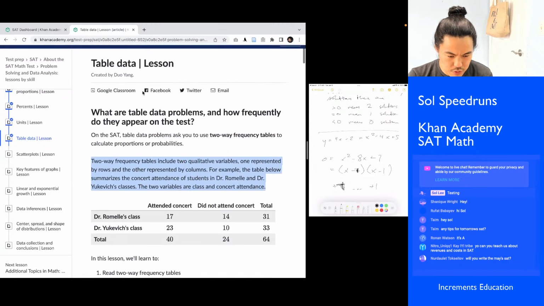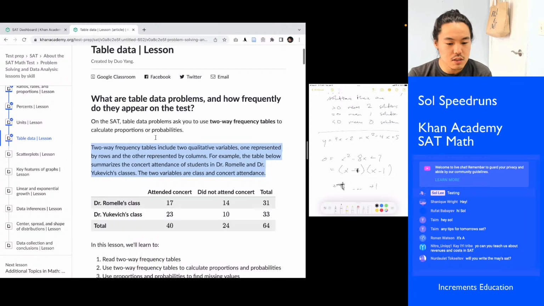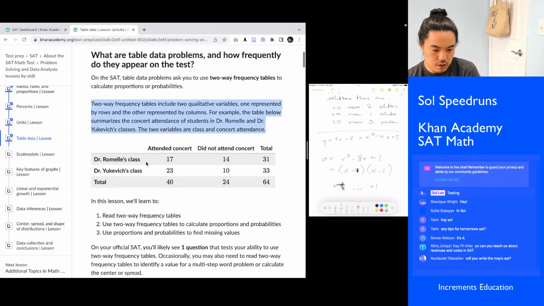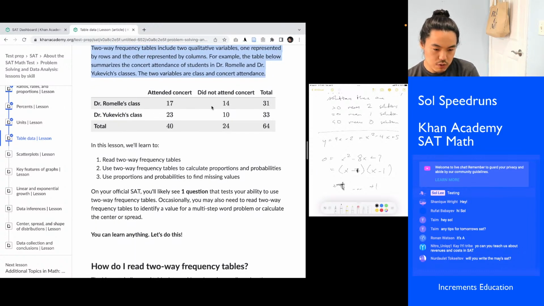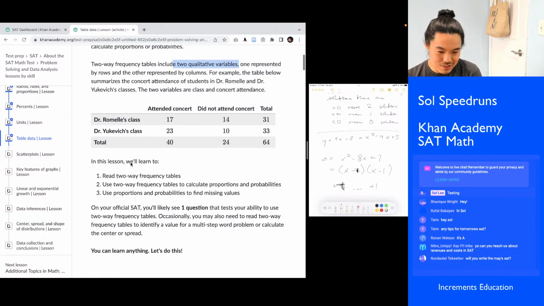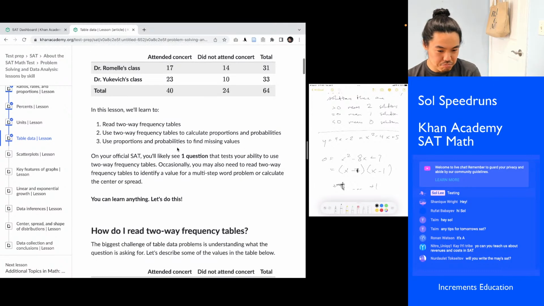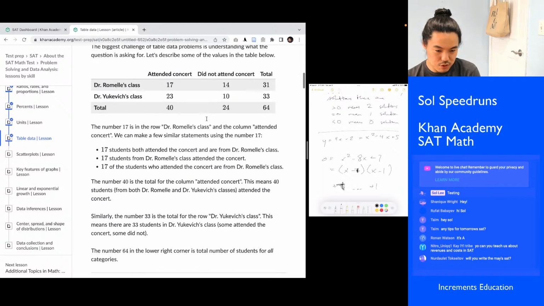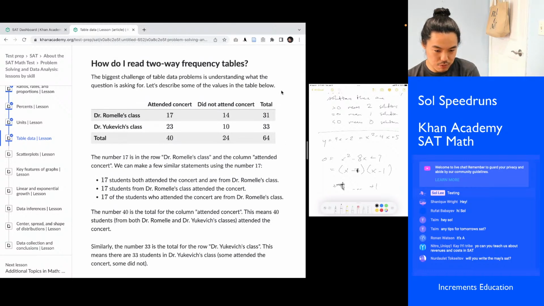What are two-way frequency? Oh, frequency means how frequently something pops up in a pool of data. In a population of data, apparently, is what we call it. Two-way frequency tables. What is two-way, though? Two qualitative variables? Oh, we call it two-way? Not like a two-factor or something? Okay. Anyway, that's a type of table that we should know. I'm good with that.